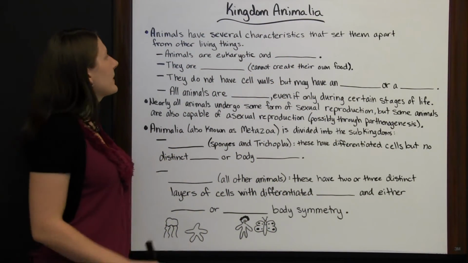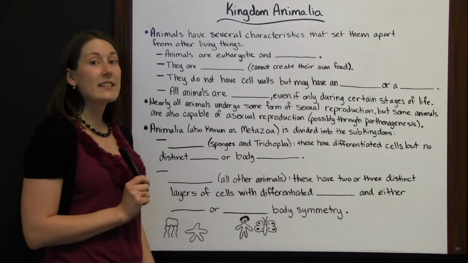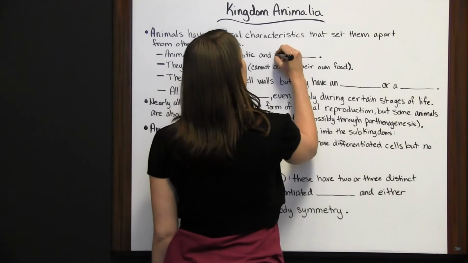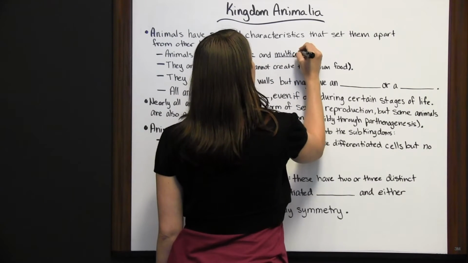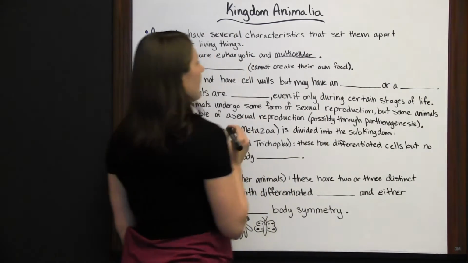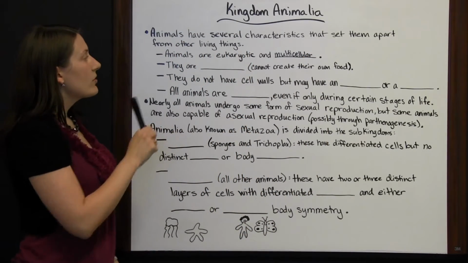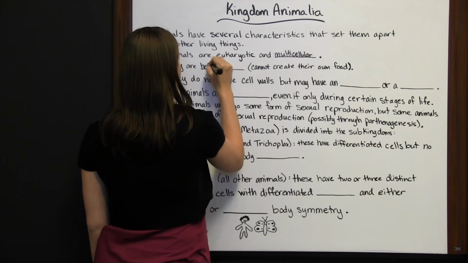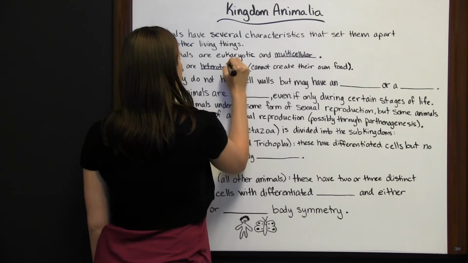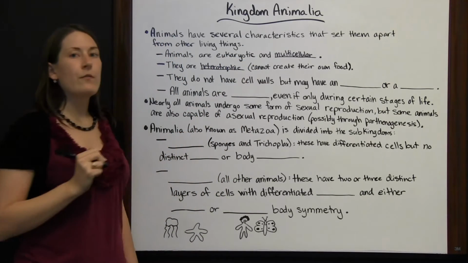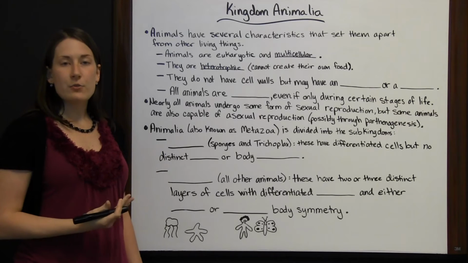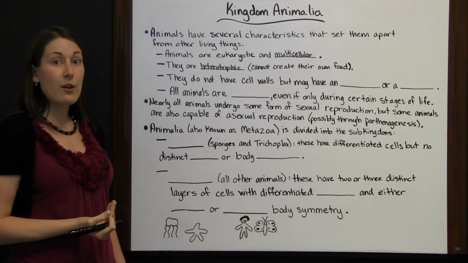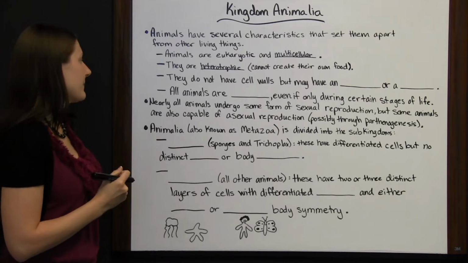Kingdom Animalia. Animals have several characteristics that set them apart from other living things. Animals are eukaryotic and multicellular. So where other kingdoms can have creatures that are comprised of just one cell, animals are going to have more than one cell. They are also heterotrophic. This means they cannot create their own food and must rely on other sources of nourishment. So they're going to eat other plants or animals.